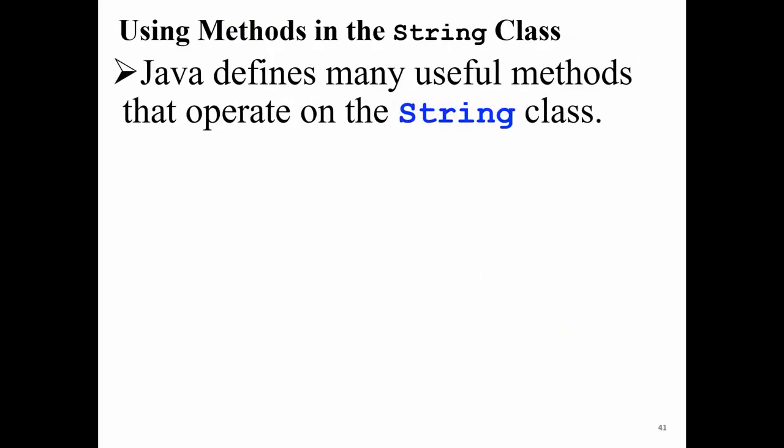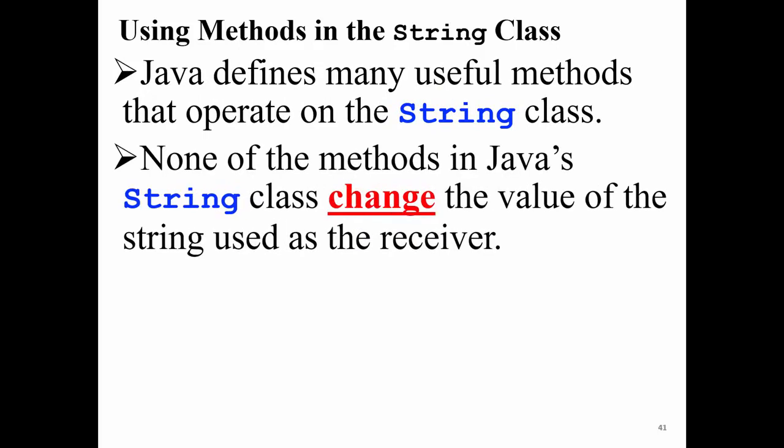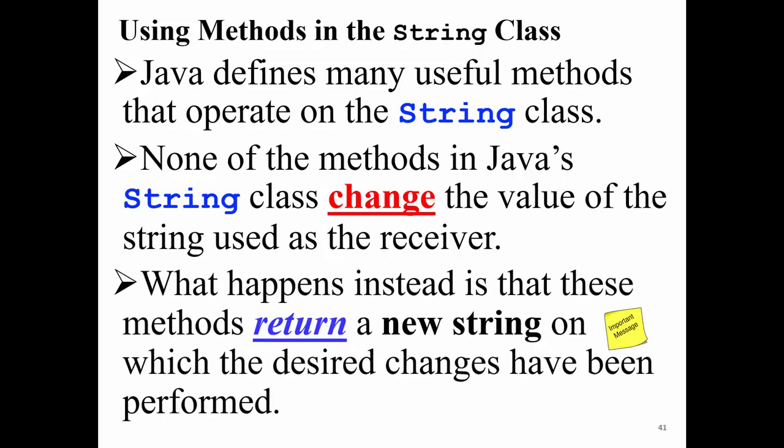Some useful methods inside string. There are many useful methods, and we're going to demonstrate more of them when discussing pattern matching and regular expressions. But keep in mind, none of these methods change the state of the string. String is an object, and the state is the value of that object. None of these methods will change the value of the string, because it's an immutable object. Immutable object, you cannot change it. This is very important. What happens is that it creates a new string and returns it back.